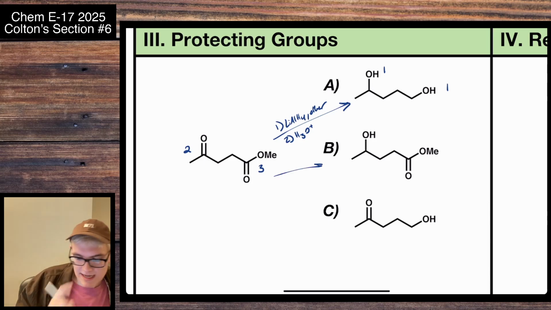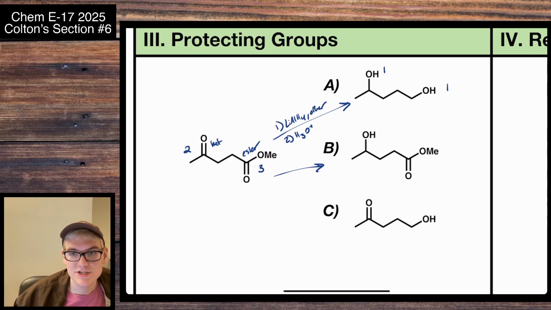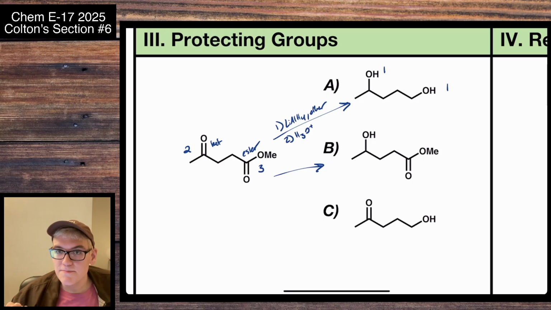What if we wanted to get product B, where we've only reduced the ketone, but we haven't reduced the ester? Because we know lithium aluminum hydride is going to react with both of these. So how do we get just B? We need to protect the ester. Not exactly. Yes, potentially, but y'all don't know a way of protecting esters, actually. There is one reaction that we could do, straight shot.